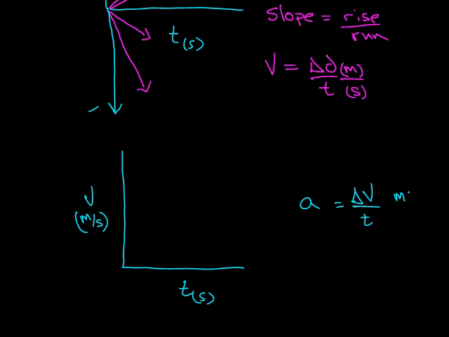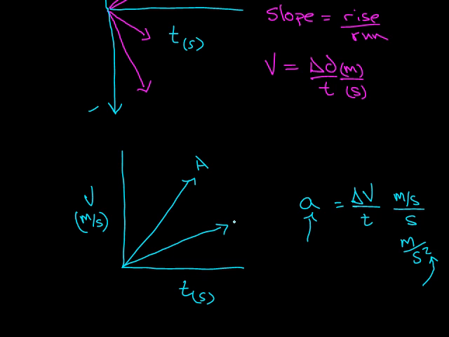Units wise, we end up with meters per second for the velocity divided by seconds. So this is meters per second per second, or meters per second squared. So whenever you see this squared up in the exponent of the denominator, you know you've got an acceleration. Okay, so an acceleration here would look like some slope on a VT graph. So A, for example, would have a greater acceleration than B in this example.